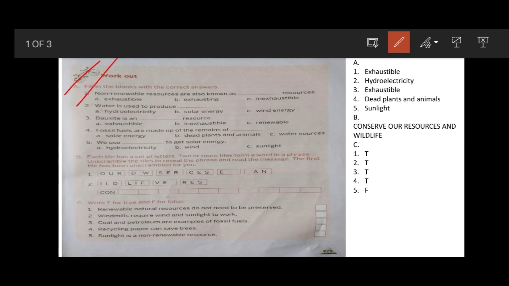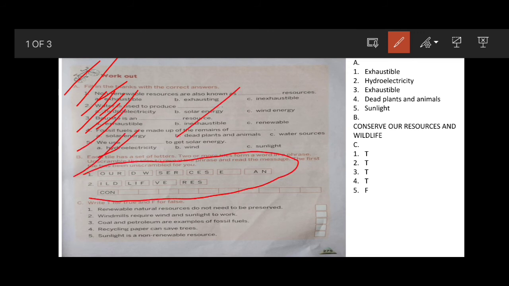Question number 1, the answer is exhaustible. Question number 2, the answer is hydroelectricity. Question number 3, the answer is exhaustible. Question number 4, that is dead plants and animals. Exercise B, by using all these letters we can make the phrase, that is conserve our resources and wildlife.